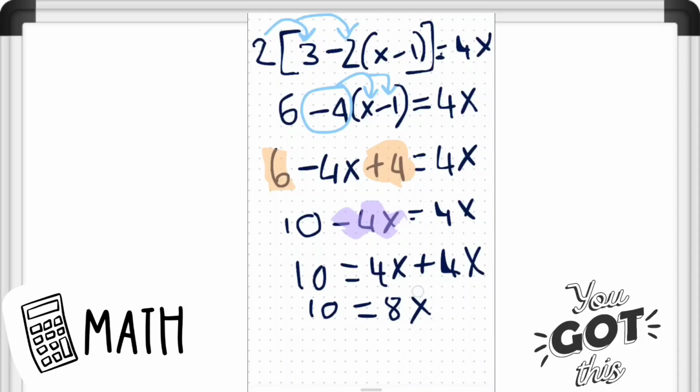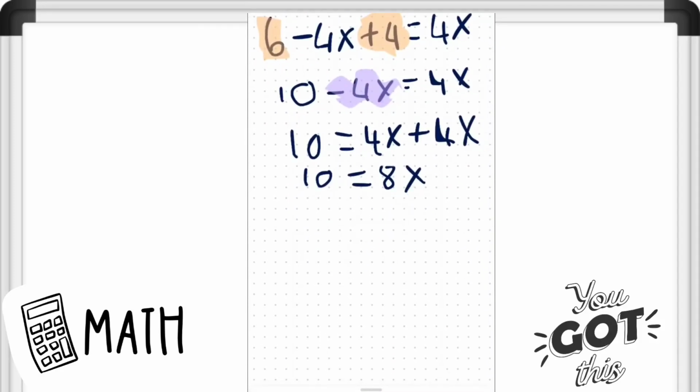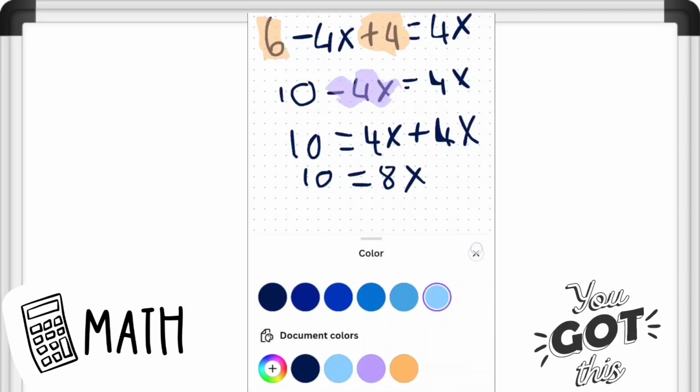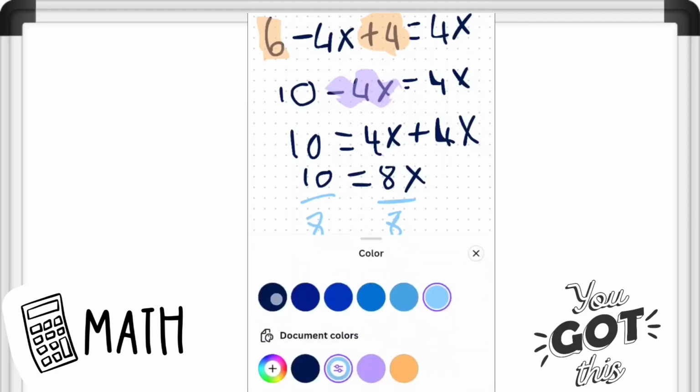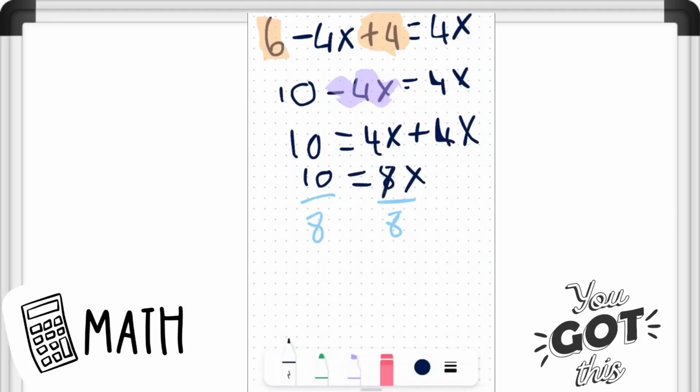And then again, I want x alone, and I want it positive. So to do that, I need to go and divide both sides by 8. These two cancel each other out, so I'm left with just x on my right-hand side. And 10 divided by 8 is 1 and 2 over 8. Now this you can simplify even further and becomes 1 1/4 is equal to x.